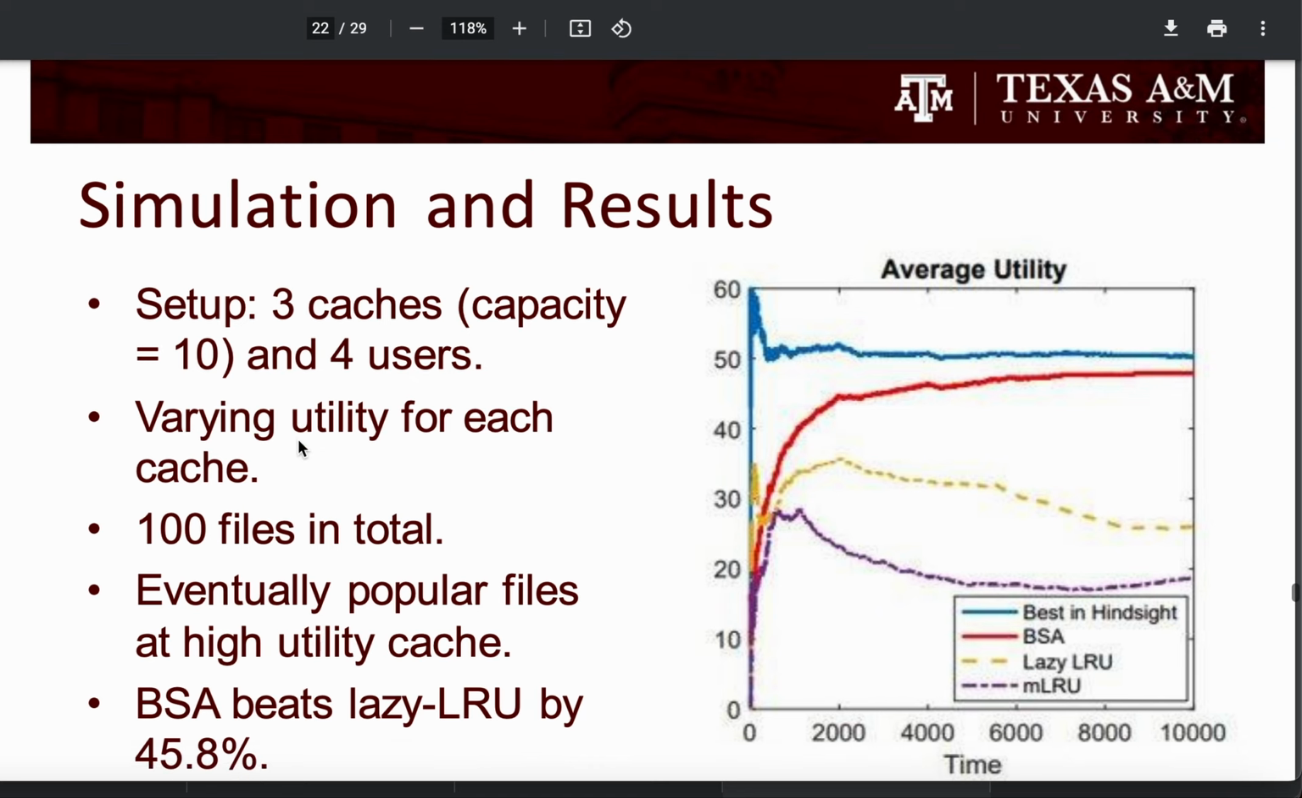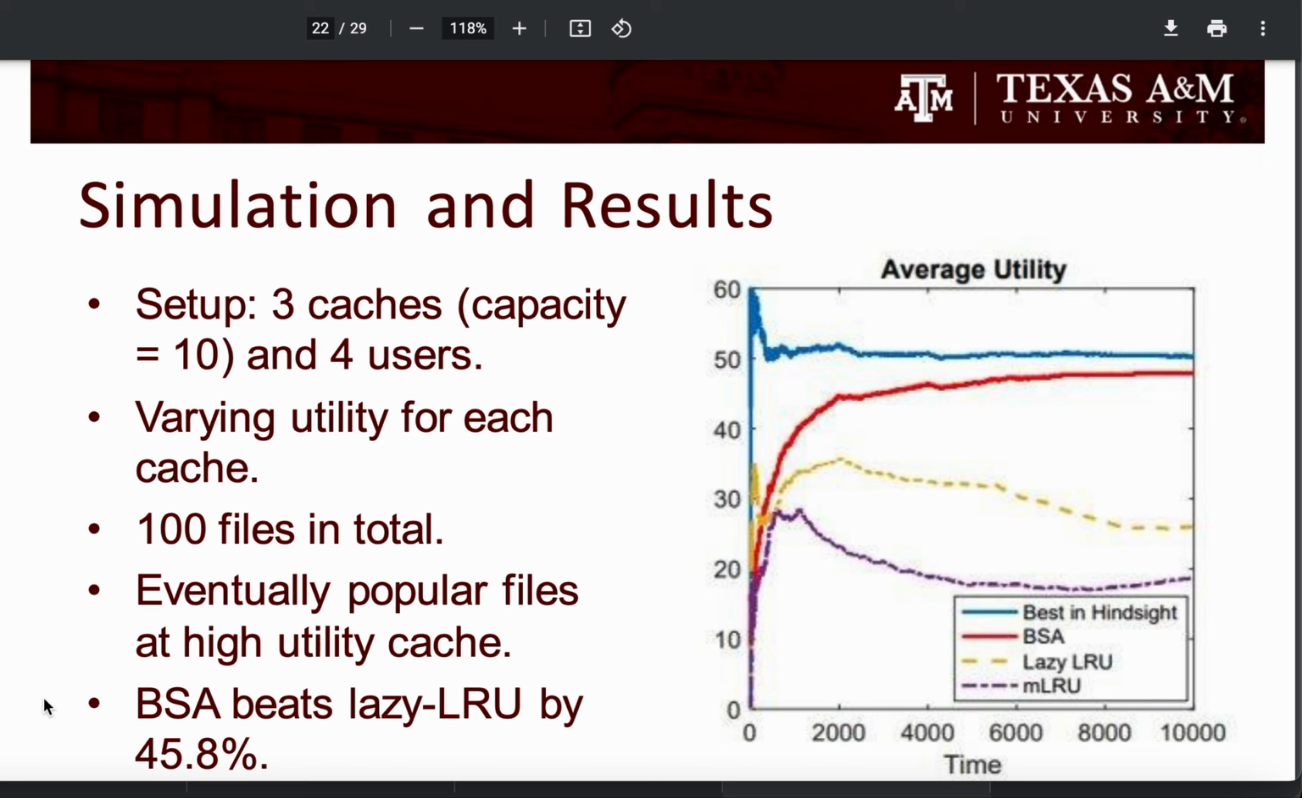And in this simulation, they have a setup of 3 caches, each with a capacity of 10, and 4 users. So they have varying utility for each cache. So maybe in our toy example, a cache in Nevada should have less utility compared to a cache in College Station if the user is in Texas, right? So that's the same concept here. There are 100 files in total, and eventually popular files start appearing at the high utility cache.